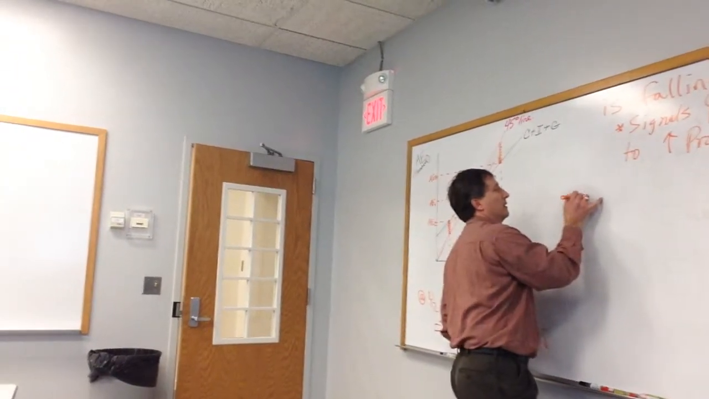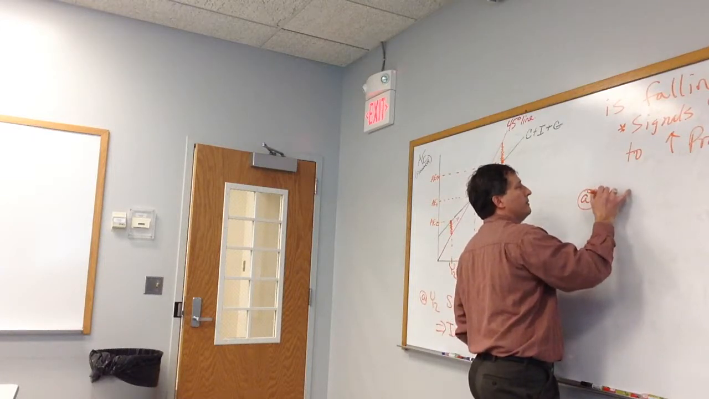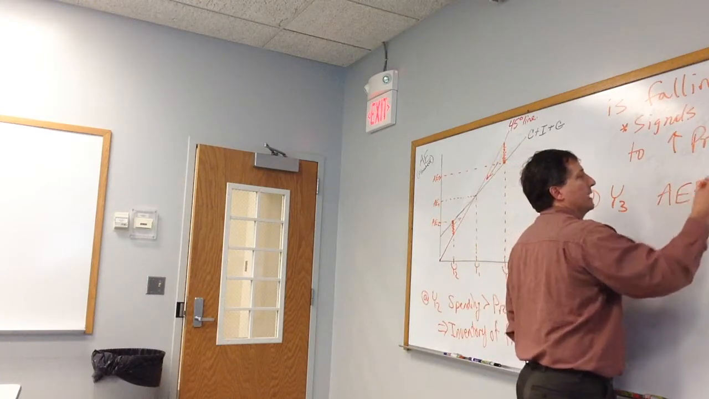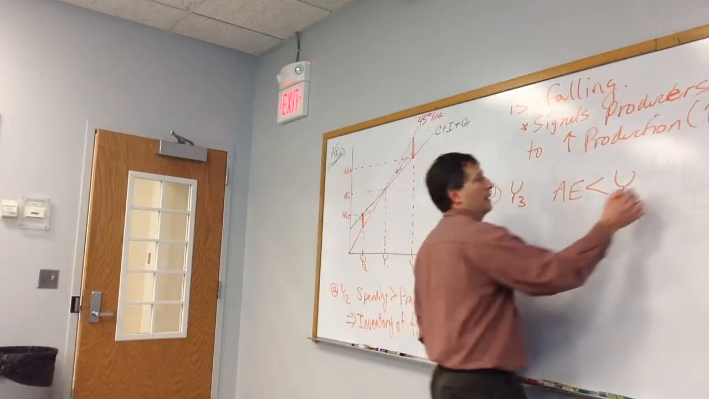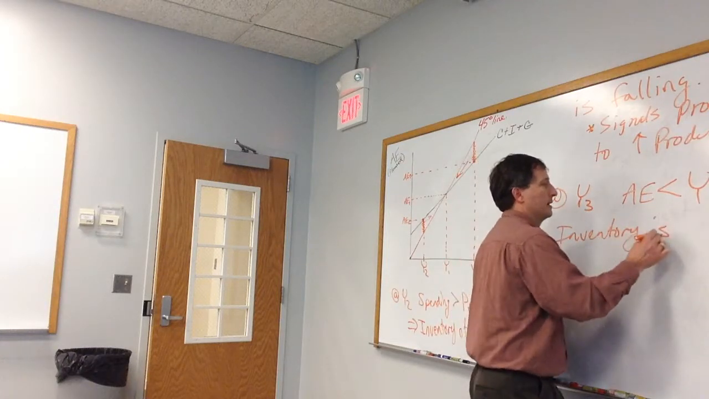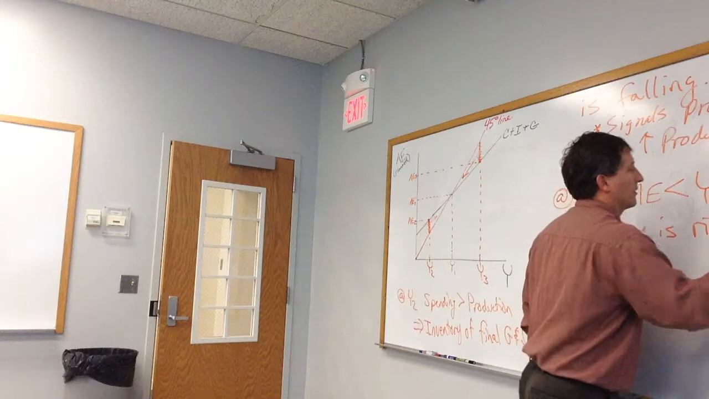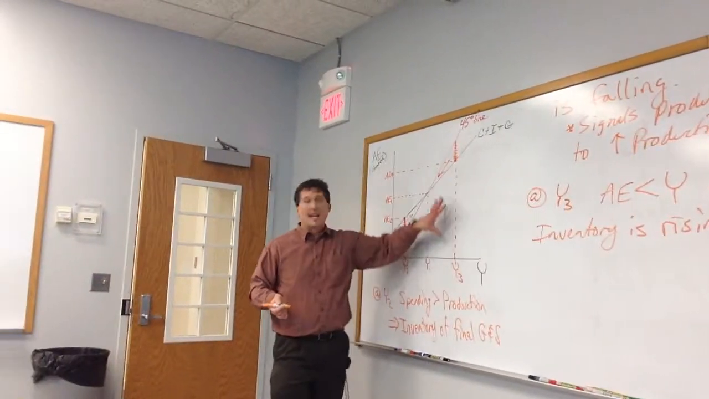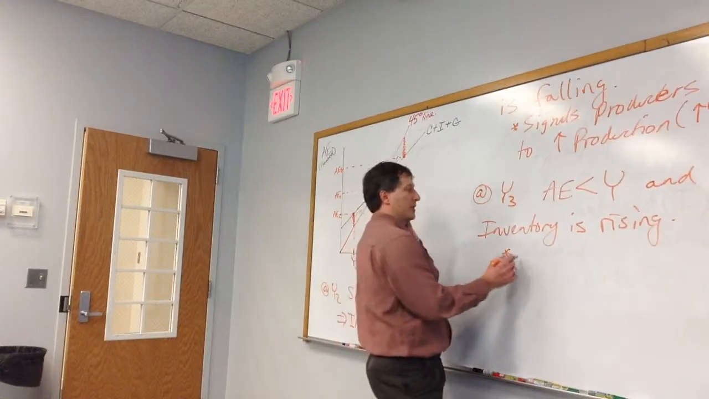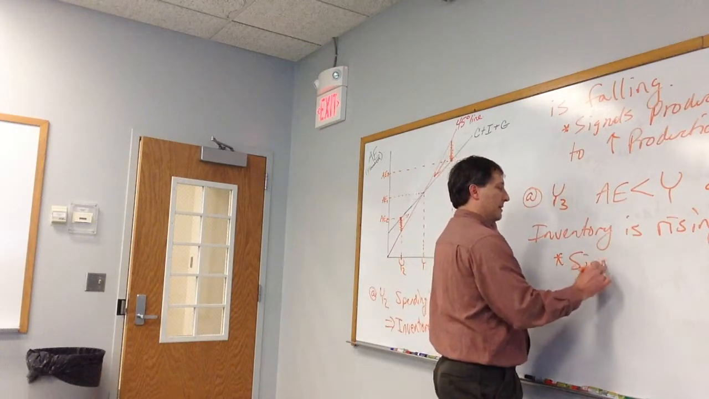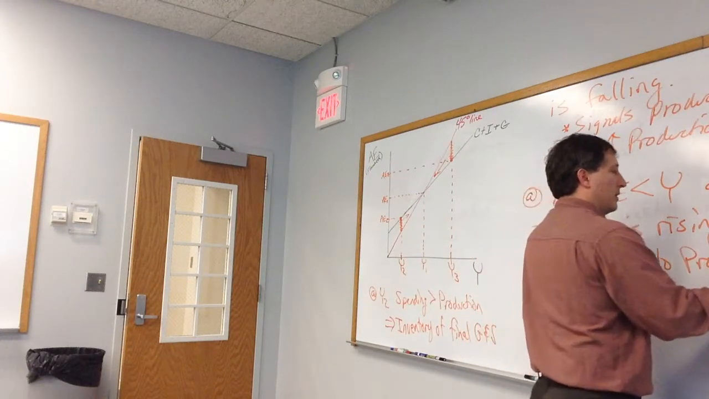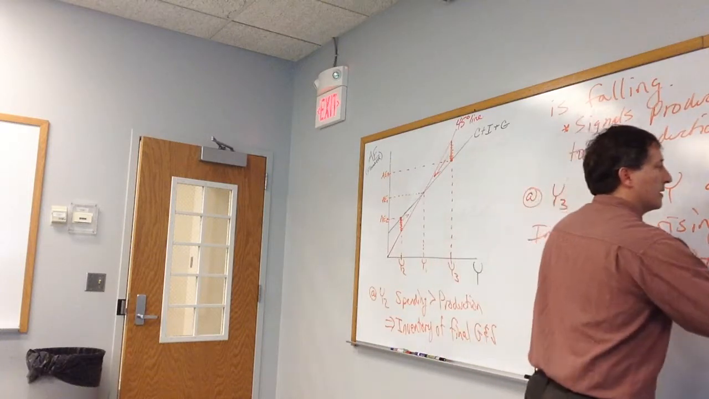So at Y3, aggregate expenditure is less than our production, and inventory is rising. That's not a stable position to be in, which means producers are going to cut back on production. So inventories are a signal to producers to decrease production.